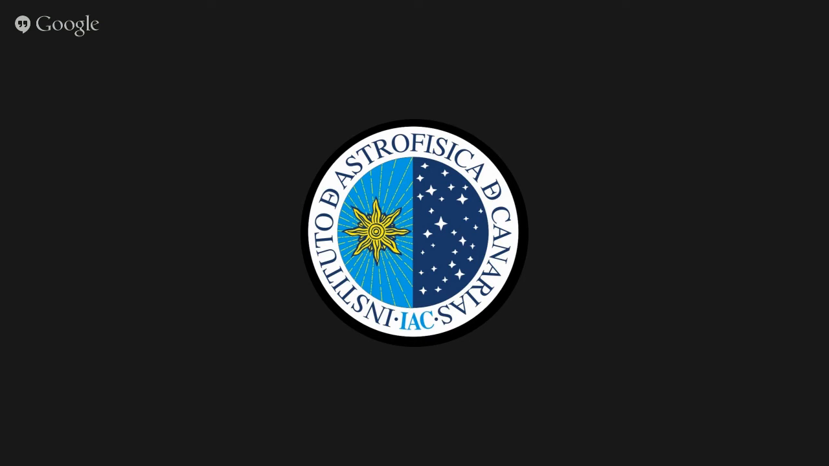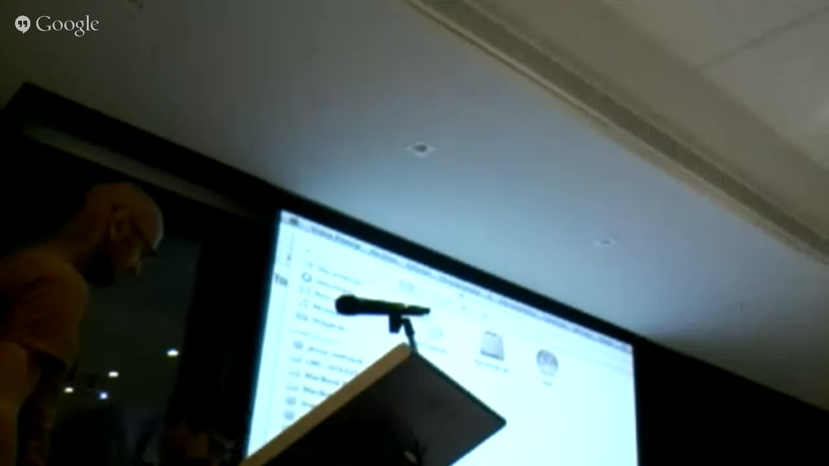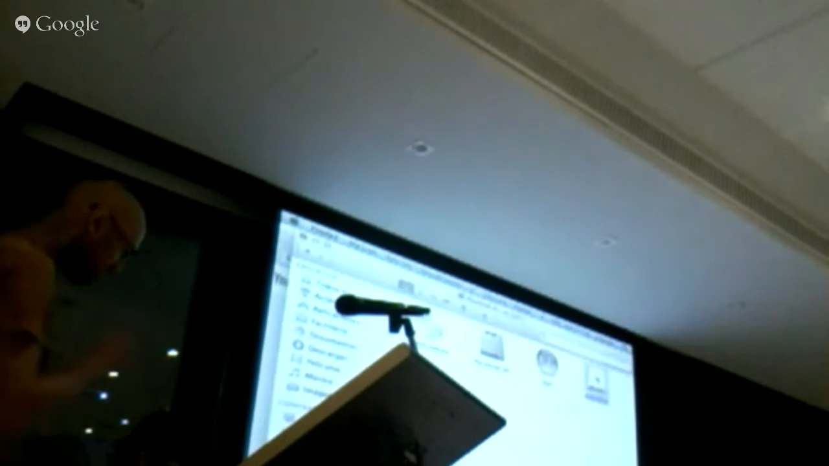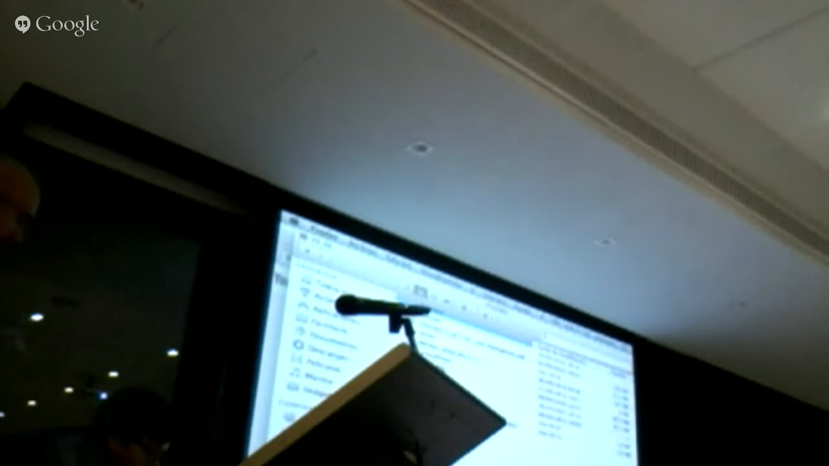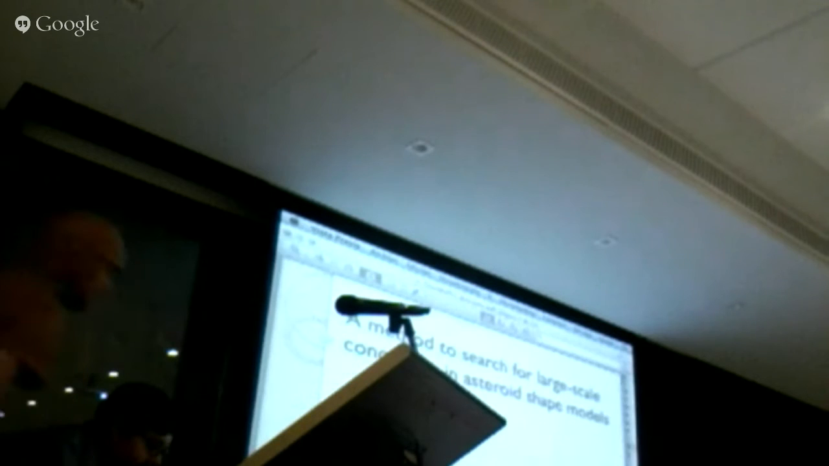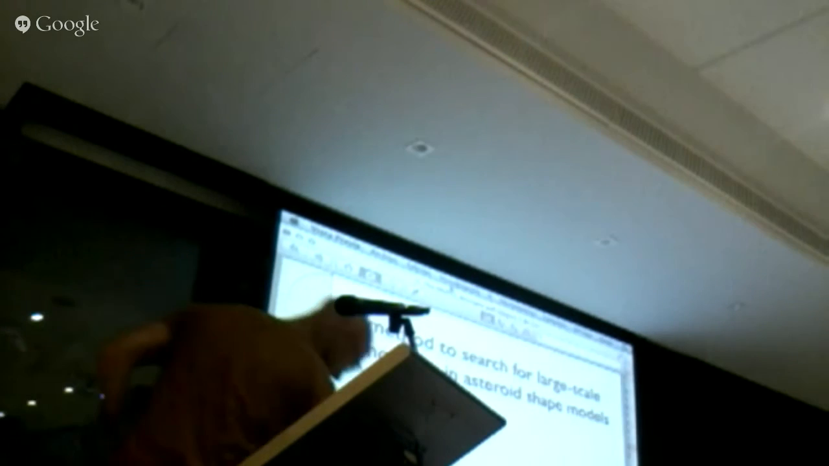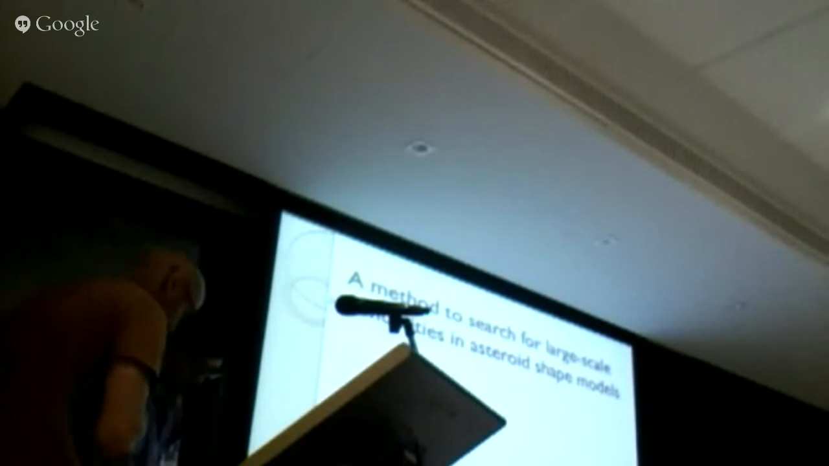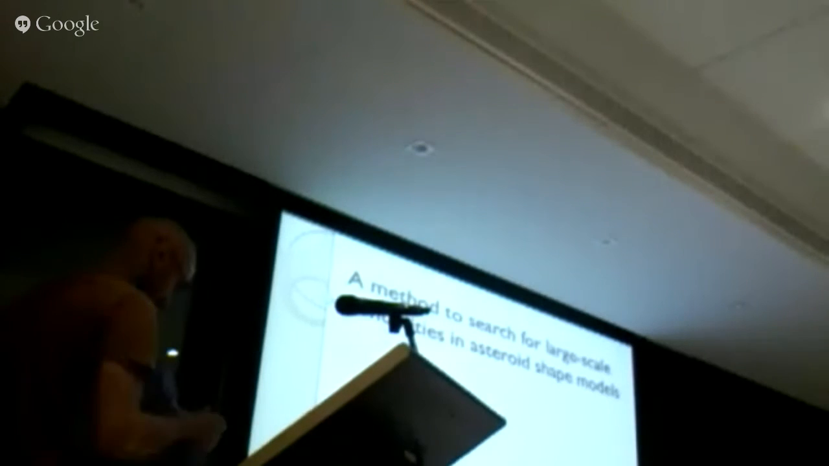Okay. So Max Devogele is going to talk about how we can determine the amount of concavities in convex shape models derived from light curves. And I think this could be very interesting for TPMs, as this is linked to the question from Ben.